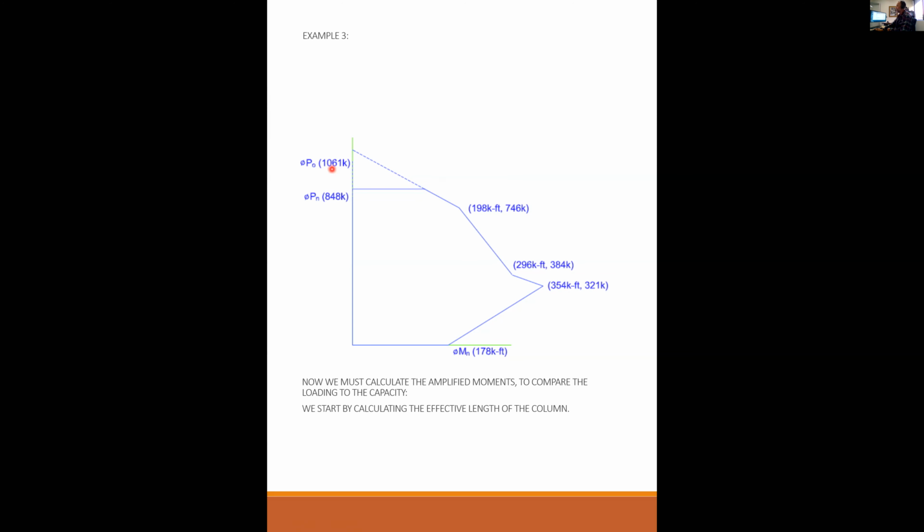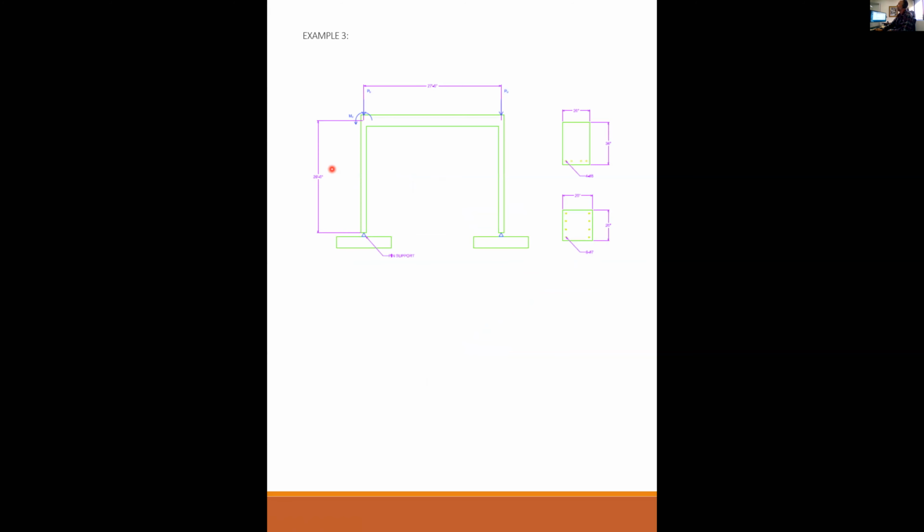We start by calculating the effective length of the column. And we find psi A at the top of the column. Psi A, if you remember, is the summation of the stiffnesses of all the columns coming to a joint divided by the sum of the stiffnesses of all the beams coming to a joint. I put this in here as a refresher. This is our problem statement from last lecture.